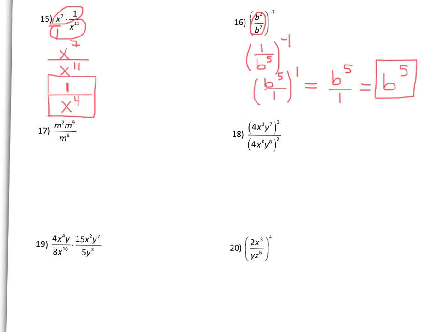Once again on 17, many different ways of going about this. I'm going to just deal with my top. M to the 2nd, m to the 9th, that is a product of powers. Well, they have the same base, therefore I add 2 plus 9 to make our m to the 11th over m to the 6th. Now we're in a war situation. Top has more men, and we'll be left with m to the 5th power.